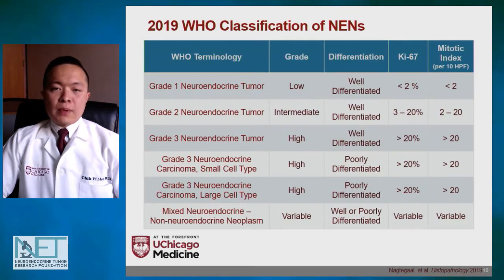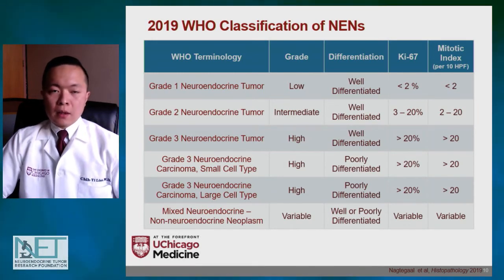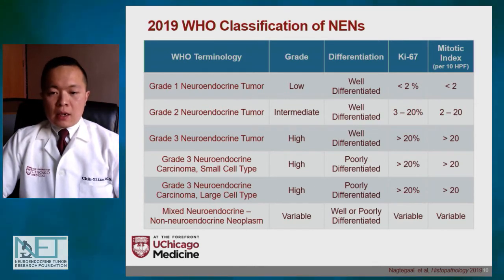And to further expand on the distinction between these three entities, this is the 2019 World Health Organization classification of neuroendocrine neoplasms. In this classification, neuroendocrine neoplasms are classified according to their grade and their differentiation, by things like the Ki-67 and mitotic index. We'll go over in the next few slides what each of these terms mean.